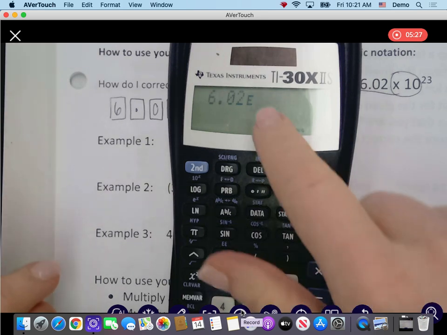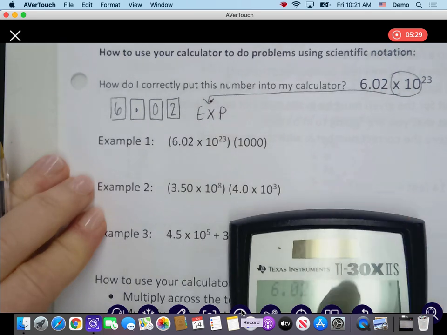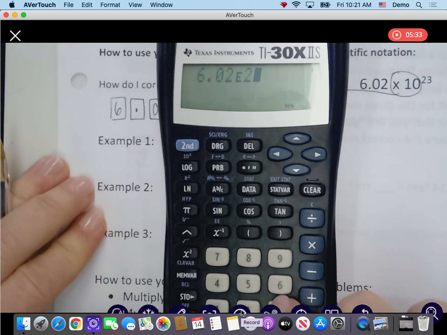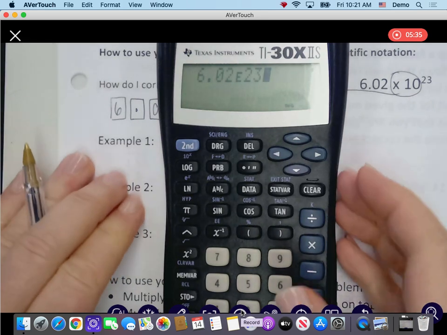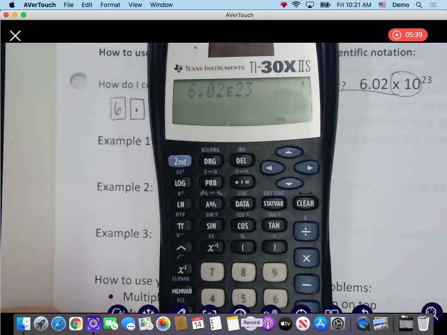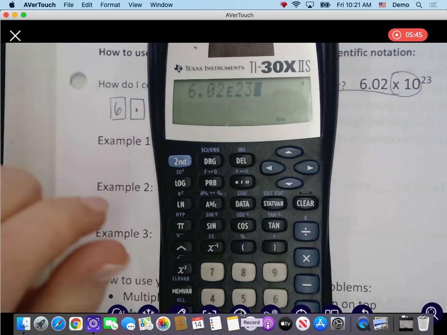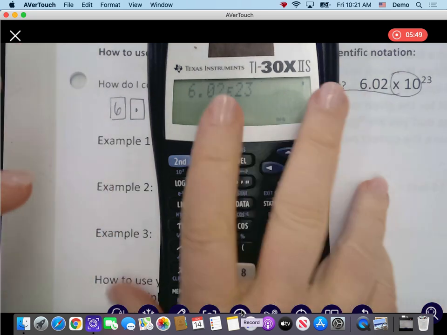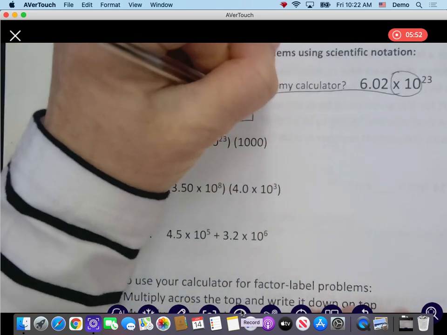After you hit your exponent button, whatever your exponent is, you literally just type it in, 2, 3. So that's what it looks like on my calculator, and that stands for 6.02 times 10 to the 23rd. Now, we're not going to do anything else with that. We just wanted to practice at this point putting that in our calculator. And again, depending on the calculator you've got, that could look very different.